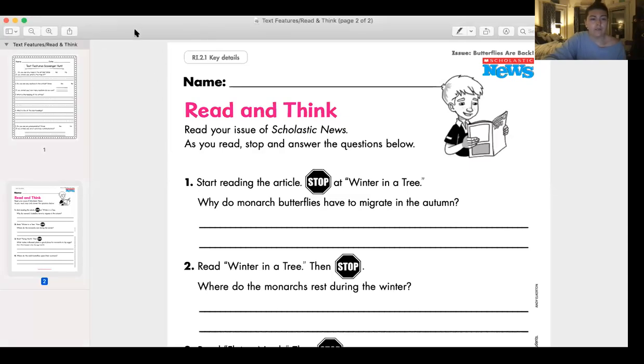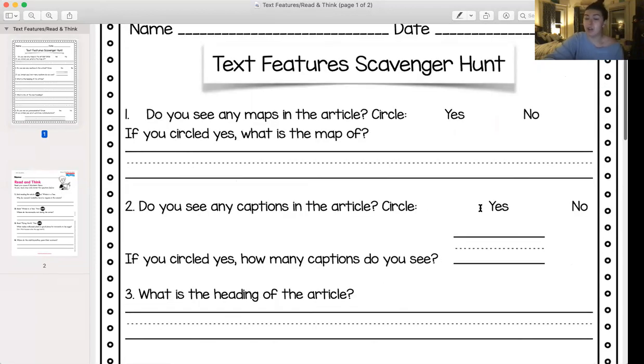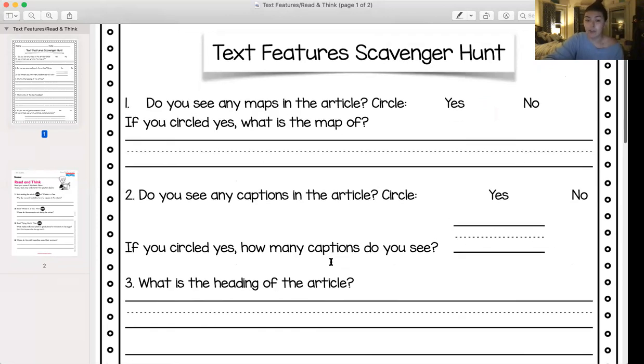There it is. So the first page has our scavenger hunt. It looks very similar to the one you've done before, but this one I changed some questions. So do you see any maps in the article? You can either circle yes or no. And if you circled yes, what is the map of? So tell me what the map is of. Do you see any captions in the article? Either circle yes or no. And if you circled yes, tell me how many captions you see.